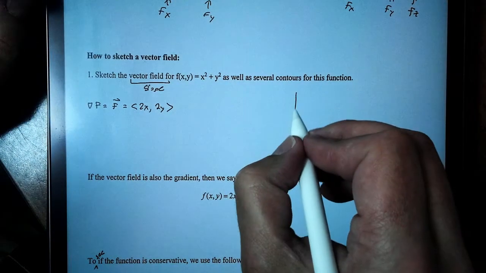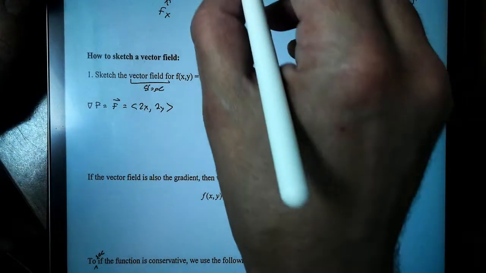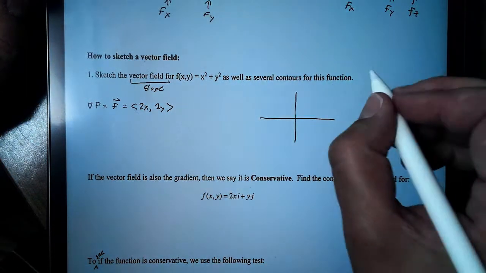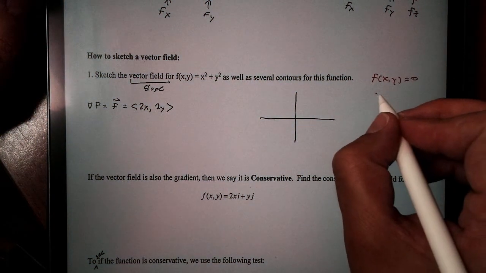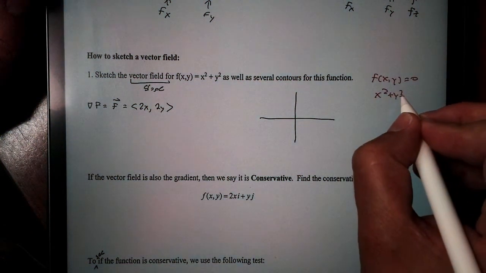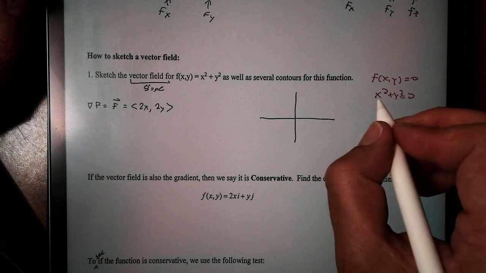And ready? Let's take a look here. Let me go ahead and graph this. Let's go ahead and graph some contours here. Remember what a contour is. We'll let f of x y equal 0. So we would just get x squared plus y squared equals 0. So there's just the point as a circle at the origin, just one point.